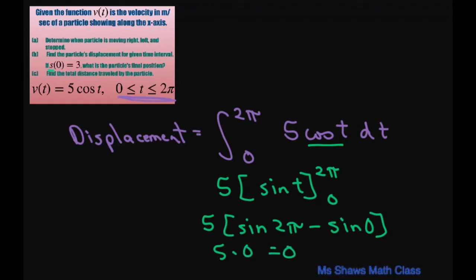Now, if s of 0 equals 3, what's the particle's final position? So for the final position, you just take your 3 and add your 0. So that's going to equal 3.